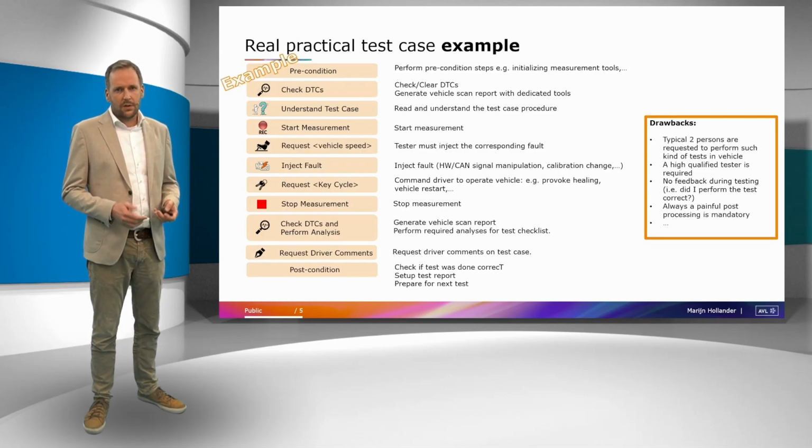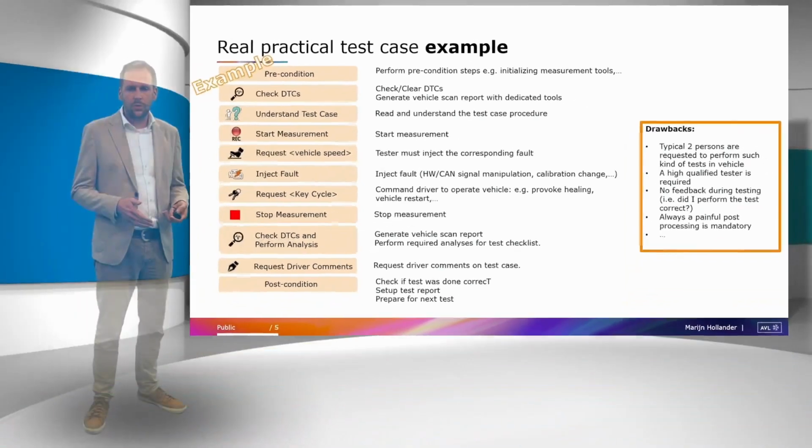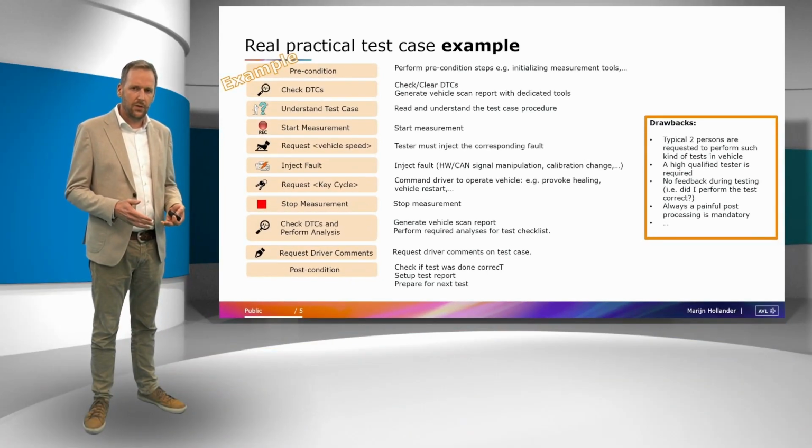So how does such a test look in practice? As you can see here on the left, it's basically a lot of steps that you have to follow one after another. Here you see we're checking the fault codes. Then we start the measurement. We have to do a request to the vehicle or to the software. We can inject a fault, maybe via CAN or in the control unit. And we request a key cycle, for example, stop the measurement, check the fault codes again. And in the end, you want to know if all these steps are passed or failed.